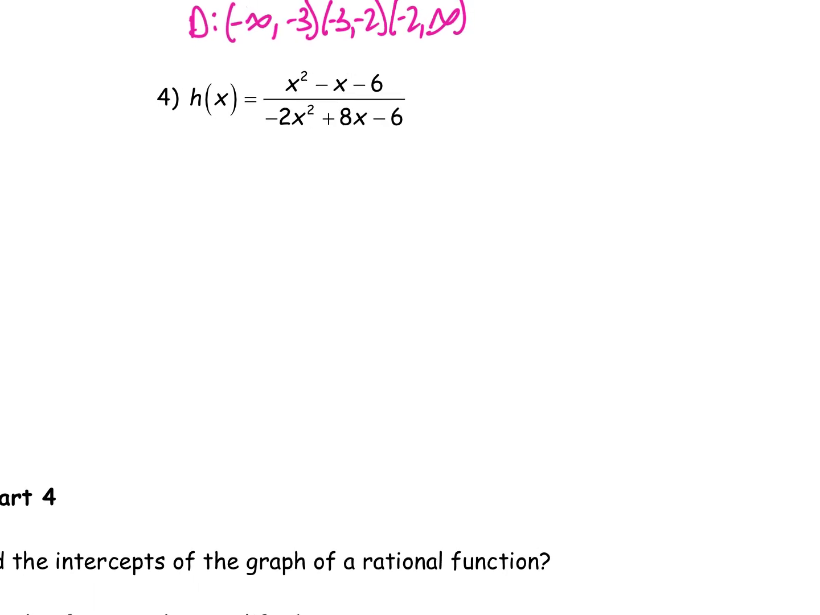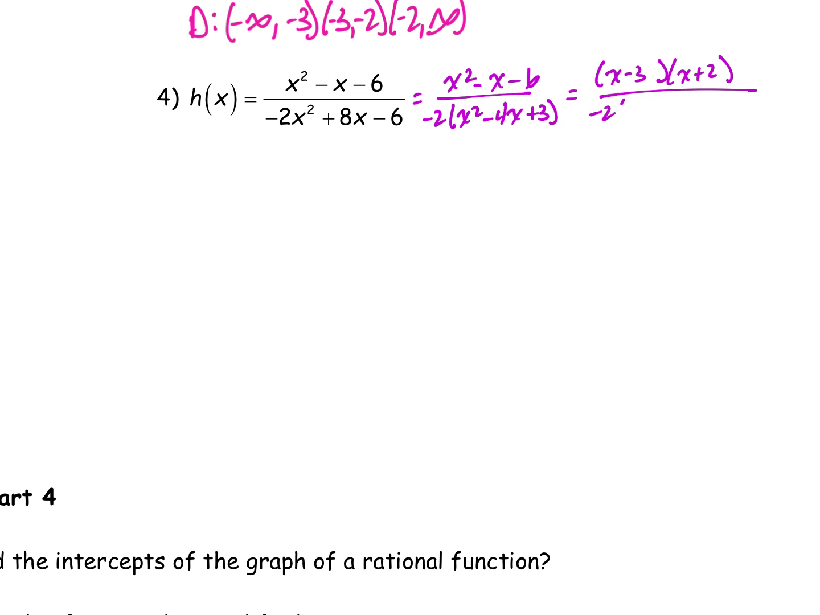Okay, and the last one, I think we're going to simplify this also. So the top stays the same, x squared minus x minus 6. I'm going to factor a negative 2 out of the denominator and get x squared minus 4x plus 3. And this factors to, let's see, x minus 3 and x plus 2. Yes. And the denominator is going to be x minus 3 and x minus 1.